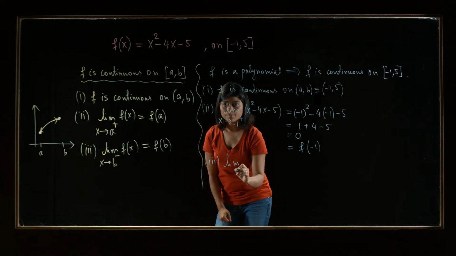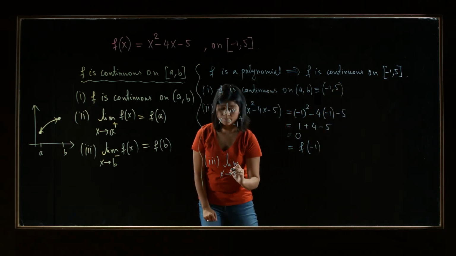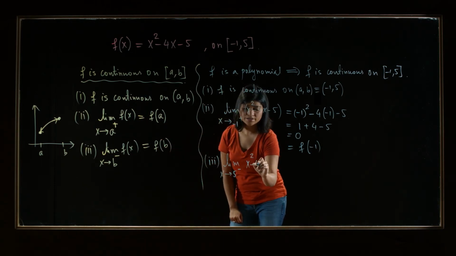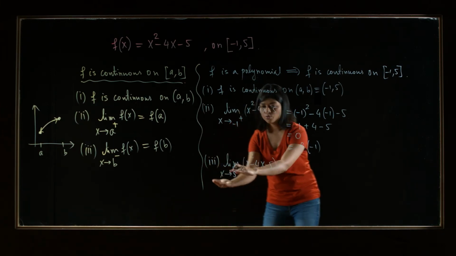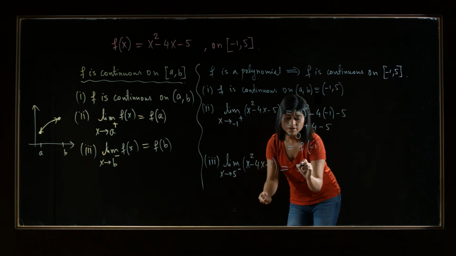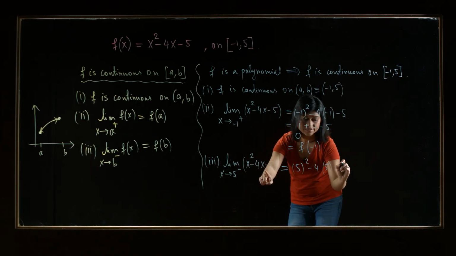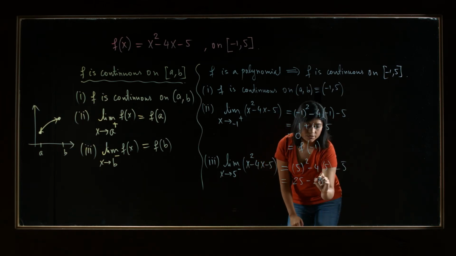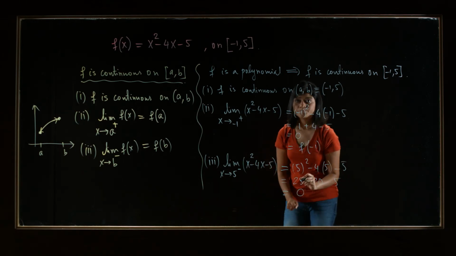So now we have to figure out the limit as x approaches the right end point, which is 5, but from the left side, so minus. And the function is x squared minus 4x minus 5. Again, it is a polynomial, so to evaluate the limit, we just plug in the value 5. So we get 5 squared minus 4 times 5 minus 5. So this is 25 minus 20 minus 5. So 25 minus 25, this is 0.